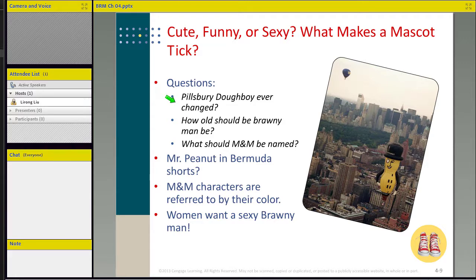And now, how about Mr. Peanut? I do have an image of him here, right? That's Mr. Peanut. I'm sure it looks very familiar to you. But do you know there was once the company was considering to put Mr. Peanut in Bermuda shorts? They thought some change, some variety may attract more customers, because you always worried that, well, people have been looking at the image for a long time. Maybe they get bored. Maybe we should put some variety. Maybe we should change the image a little bit, right?